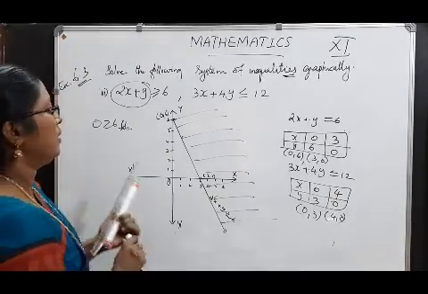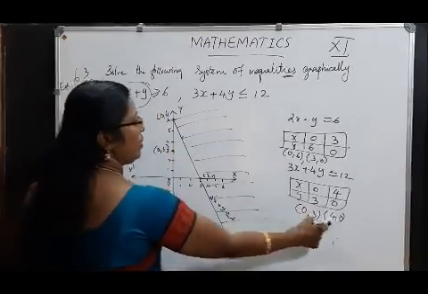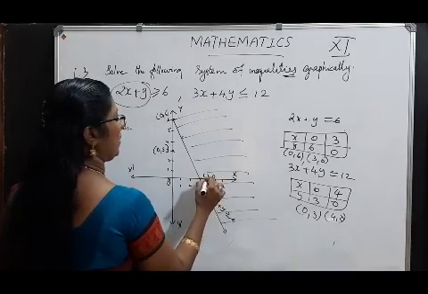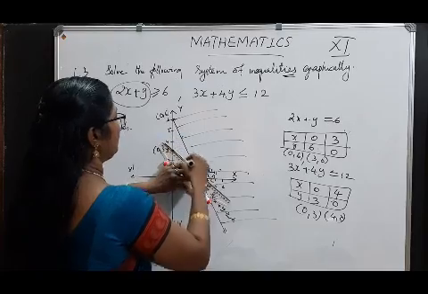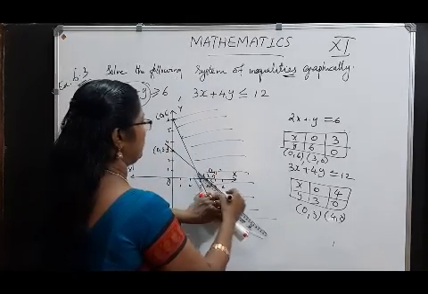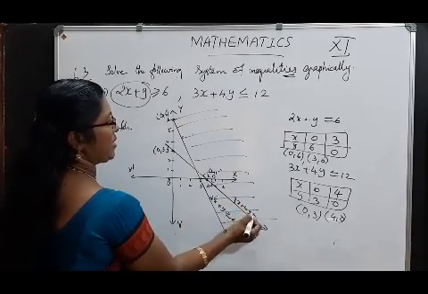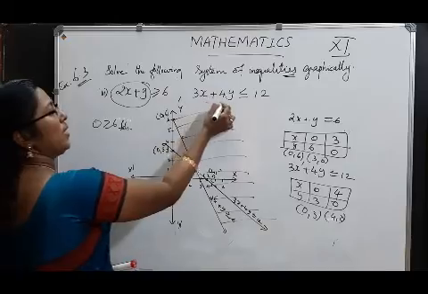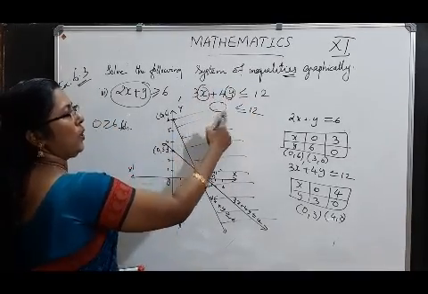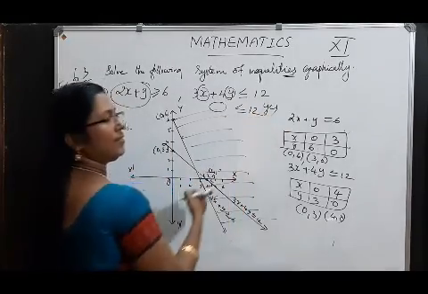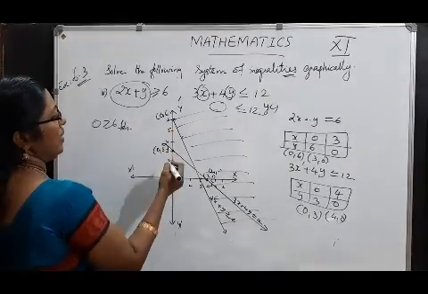Then the next one, 0, 3. This is 0, 3 and 4, 0. Join 0, 3 and 4, 0. Here 3x plus 4y less than or equal to 12. Okay, 0 less than or equal to 12? Yes, 0 is less than or equal to 12. So including the origin.